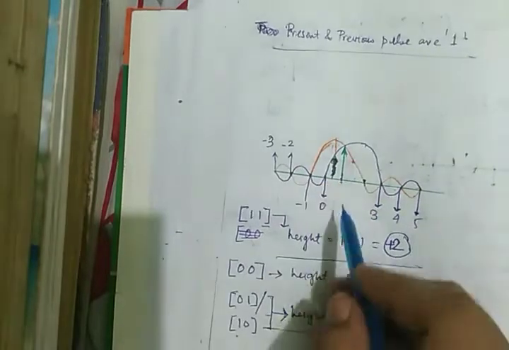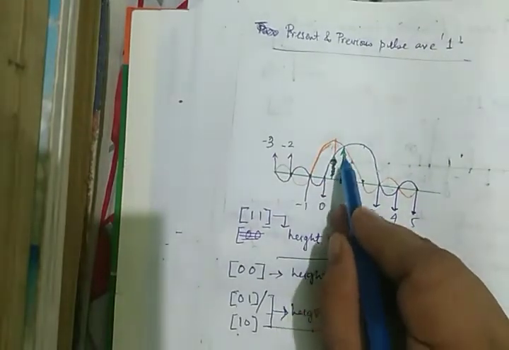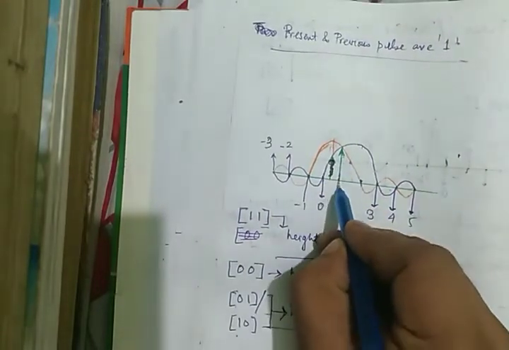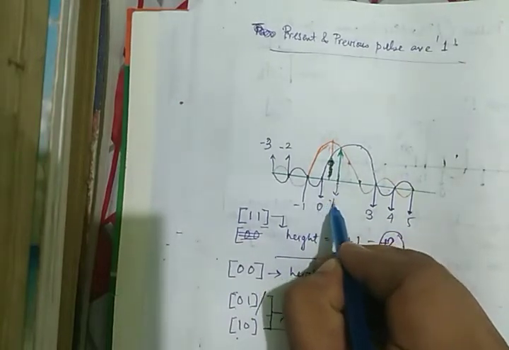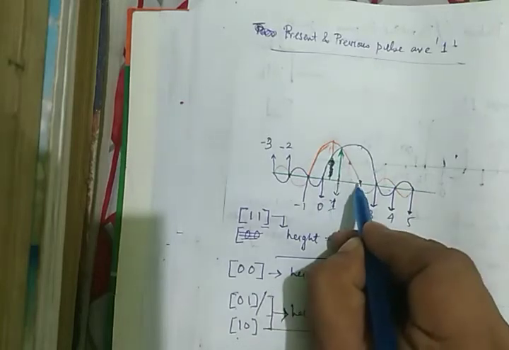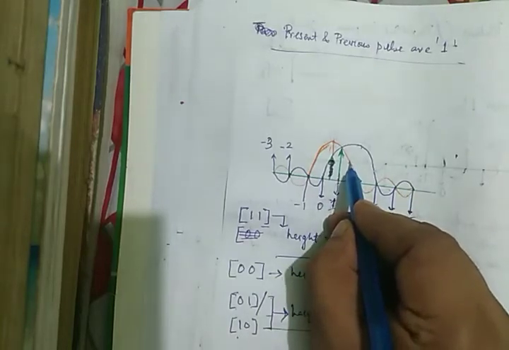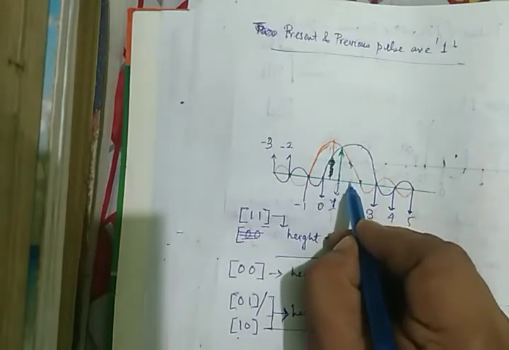In these two pulses, this will be my sampling instant. This is my 0 point, approximately this will be my Tb point, and somewhere here will be my 2 Tb point.